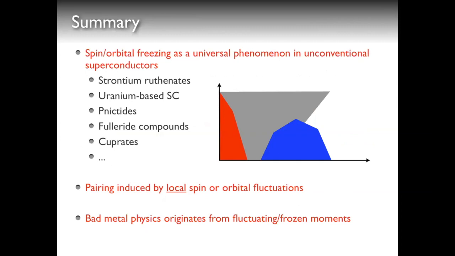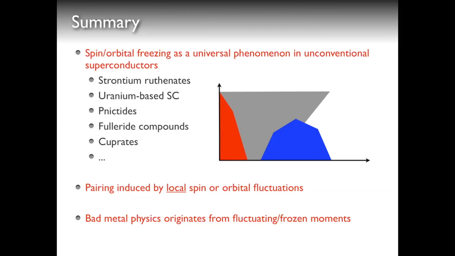And with this, I'm coming to my end. I've basically argued that in essentially all known unconventional superconductors, if you look at the filling and the interaction, you will find that these materials are in a spin or orbital freezing crossover regime. So this physics certainly plays an important role in understanding the normal states of these unconventional superconductors, including strontium ruthenate, uranium-based superconductors, pnictides, fullerite compounds, and, as I argued, also the cuprates.